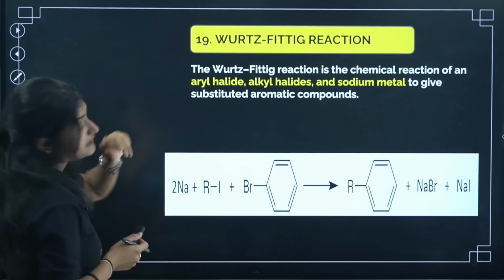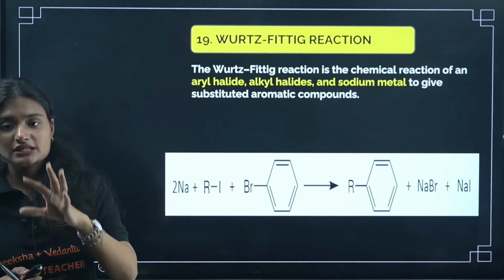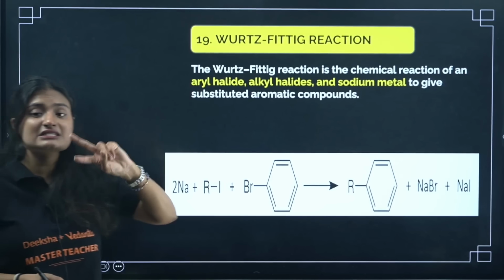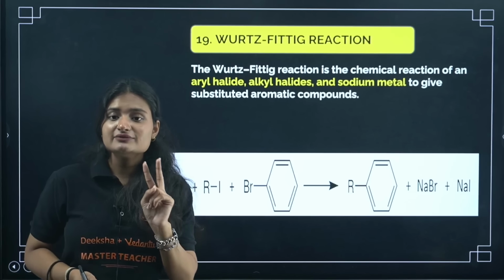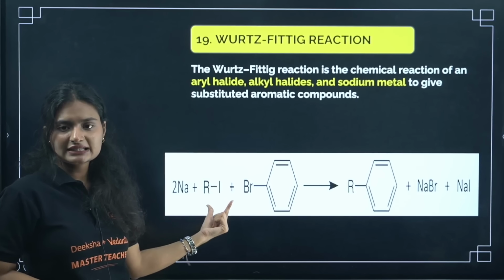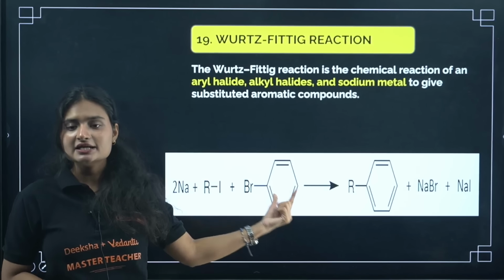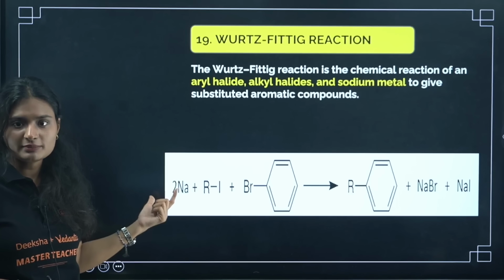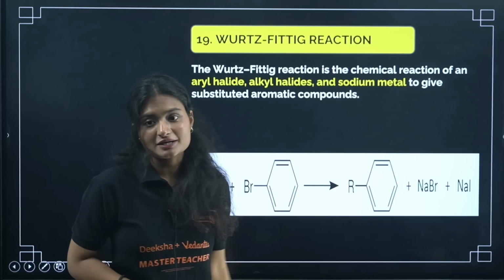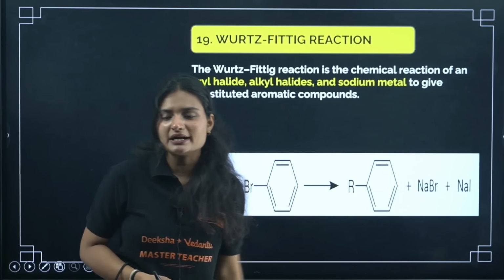Wurtz-Fittig reaction. So Wurtz-Fittig is a different reaction. In there you should have both same alkyl halides, and here in Wurtz-Fittig you must have two different halides. One is, as you can see, an alkyl halide and the second is an aryl halide, right? In presence of sodium metal they react, and we get a substituted aromatic compound. This is an alkyl substituted aromatic compound, okay?